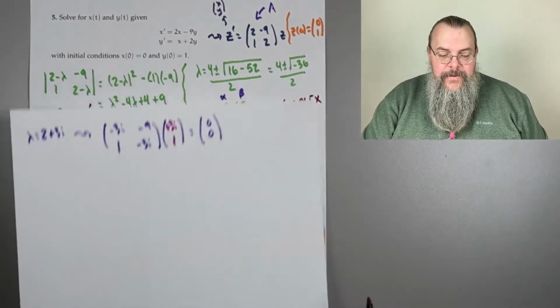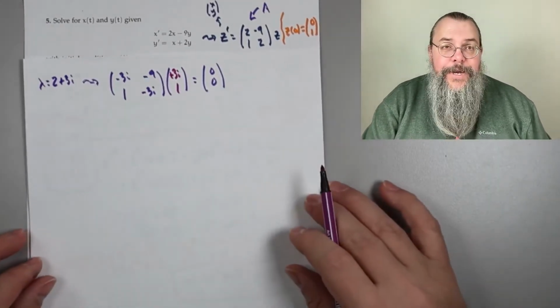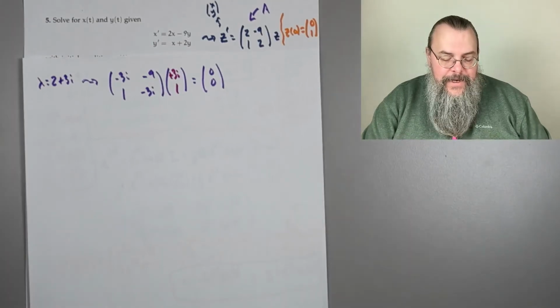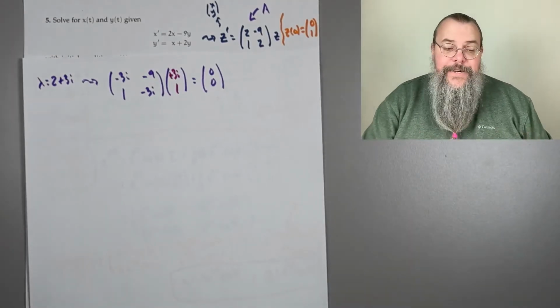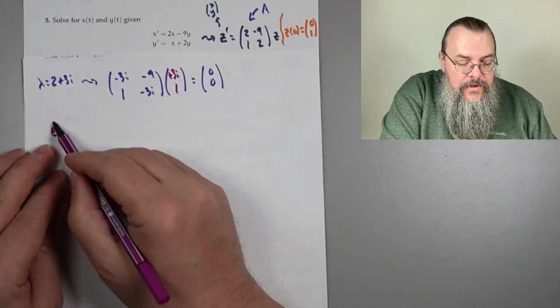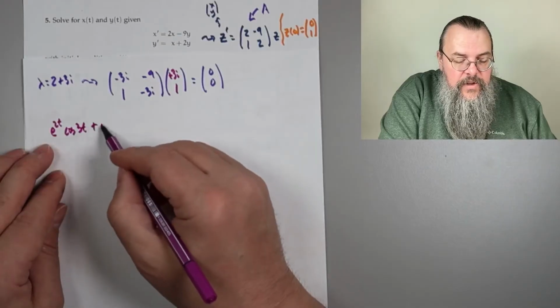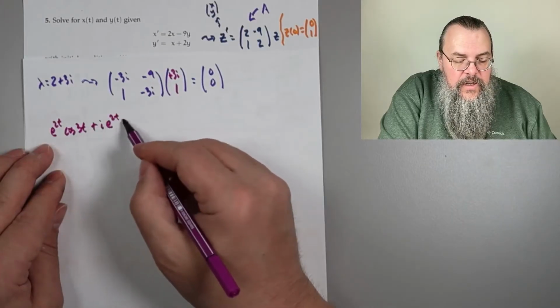All right, so now with that in place, here we go. So we have our eigenvector. Now we're going to get our solutions. So we start with our e to the 2t cosine 3t plus i e to the 2t sine 3t.